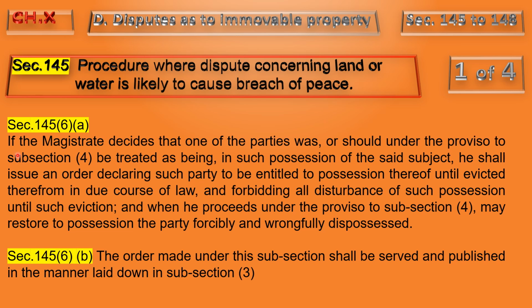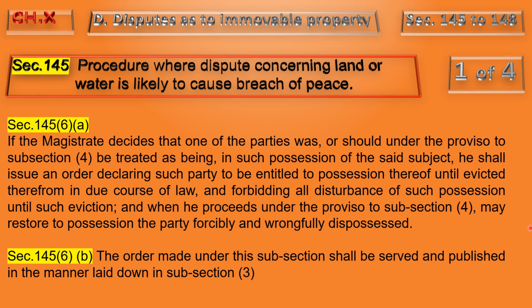Clause A of subsection 6 says, if the magistrate decides that one of the parties was or should be under the proviso to subsection 4 be treated as being in such possession of the said subject, he shall issue an order declaring such party to be entitled to possession thereof until evicted therefrom in due course of law, and forbidding all disturbances of such possession until such eviction, and when he proceeds under the proviso to subsection 4 may restore to possession the party forcibly and wrongfully dispossessed. Subsection 6, Clause A of Section 145.